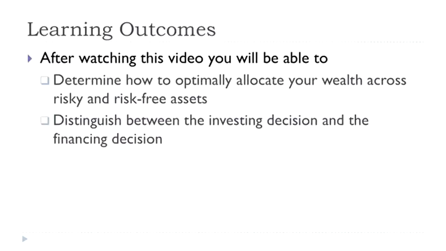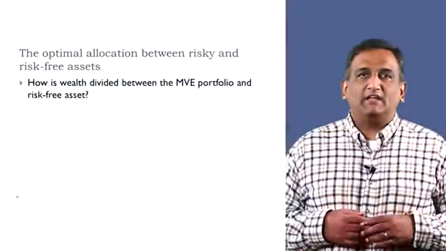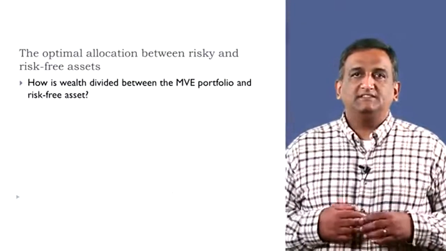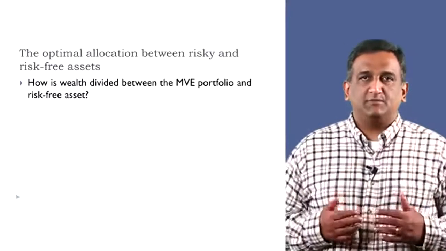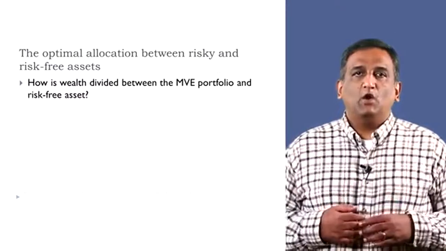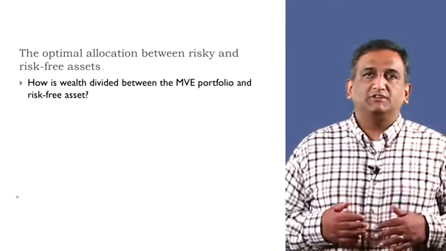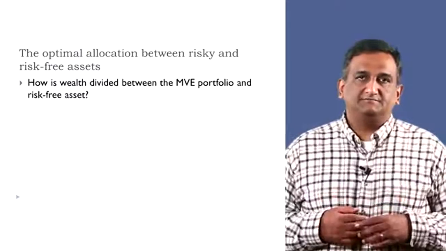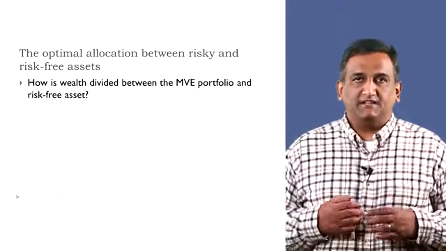Learning outcomes. After watching this video, you will be able to determine how to optimally allocate your wealth across risky and risk-free assets, and distinguish between the investing decision and the financing decision. The optimal allocation between risky and risk-free assets: once we identify the mean variance efficient portfolio, how do you decide what fraction of your wealth goes into the MVE portfolio and what fraction into the risk-free asset? This is what we'll discuss this time.